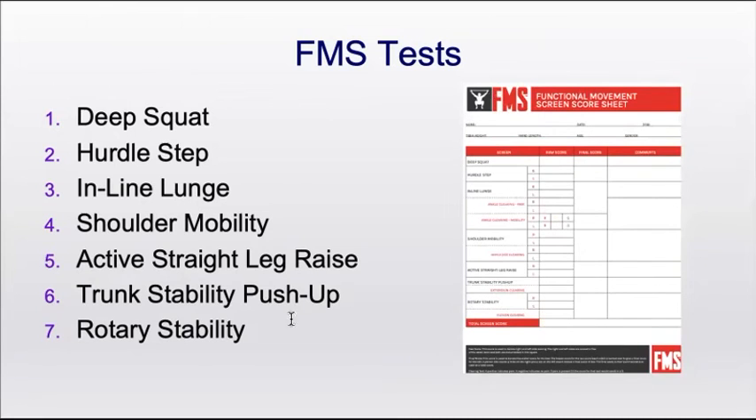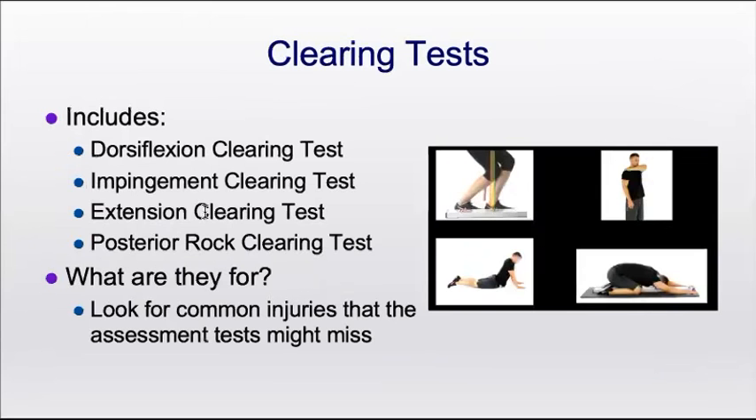In addition to these 7 tests, you've also got the clearing tests. Okay. Now, the clearing tests, as I mentioned before, these are designed to identify any sort of common injuries that might be present that the assessment tests miss. Okay. And so we've got 4 tests we're looking for. You're looking at the dorsiflexion clearing test, which you can see here in the top left, the shoulder impingement clearing test, which is indicated in the image on the right. You've got the extension clearing test, which looks at the low back on the bottom left, and the posterior rock clearing test, or the flexion clearing test, which is on the right.